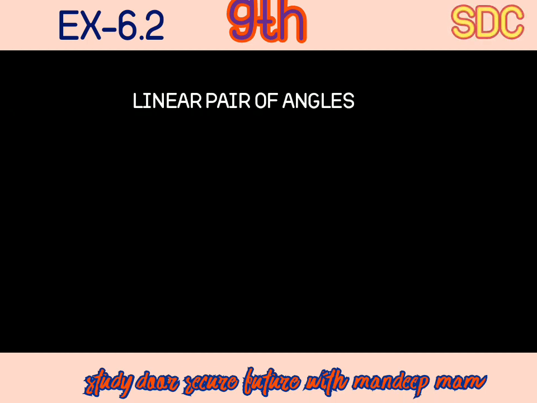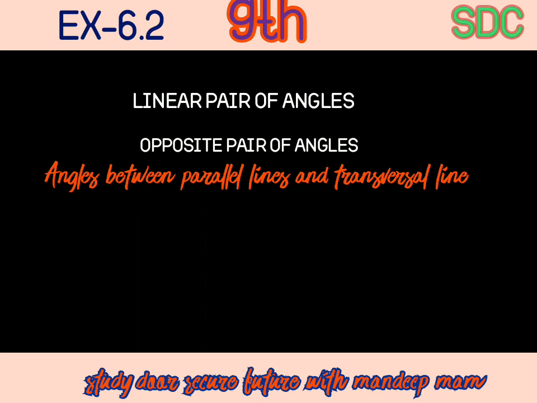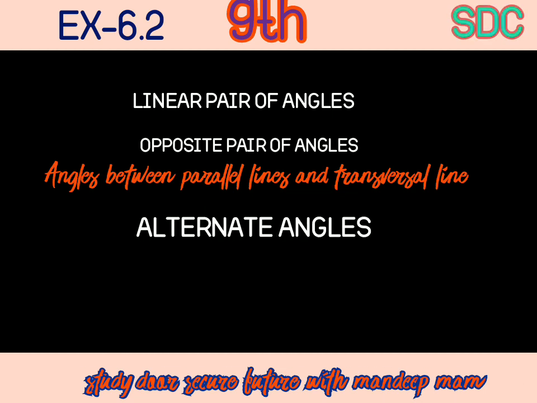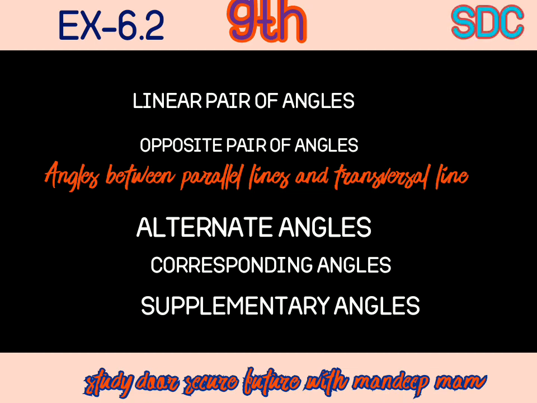Students, we have completed our 4 sums of exercise 6.2. Now in this exercise we have done 3 properties. One is a linear pair of angles and opposite pair of angles, and the other major properties are the angles between parallel lines: alternate angles, corresponding angles, and supplementary angles.